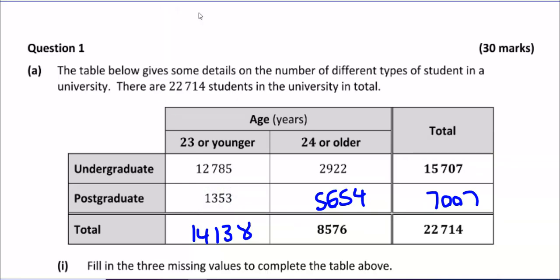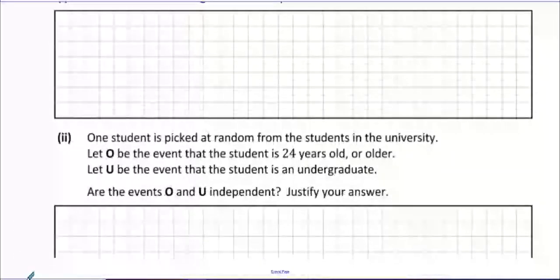Now, these are details on different types of students in the university. We have undergraduates who are 23 and younger, postgraduates that are 23 and younger, undergraduates that are 24 and older, and postgraduates that are 24 and older. We have 14,138 undergraduates, 14,138 people under 23. And then we have 8,576 people 24 and older. Now we're going to do some questions about this.